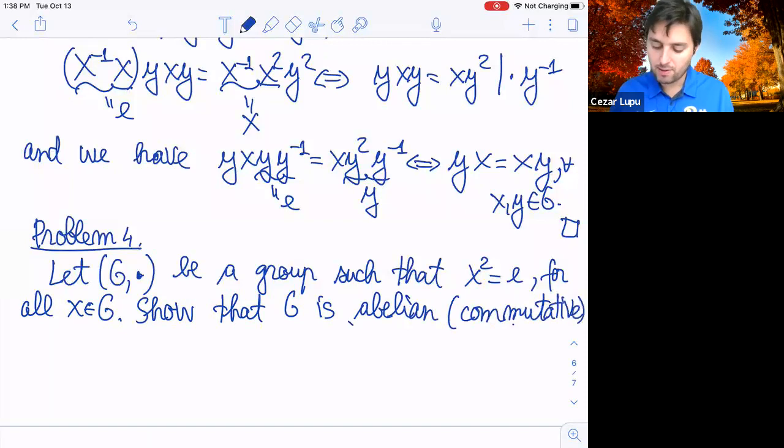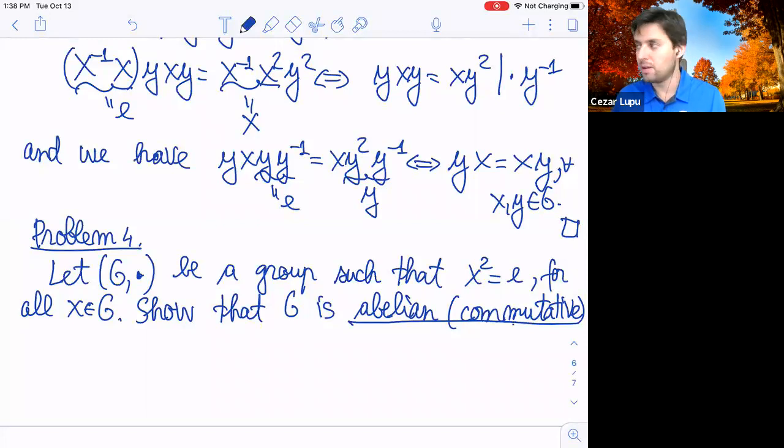Abelian, commutative, was given in honor of Abel, Niels Abel, the Norwegian mathematician. Also, you have probably heard these days about the Abel Prize. Again, this is where it comes from, the mathematician Abel.